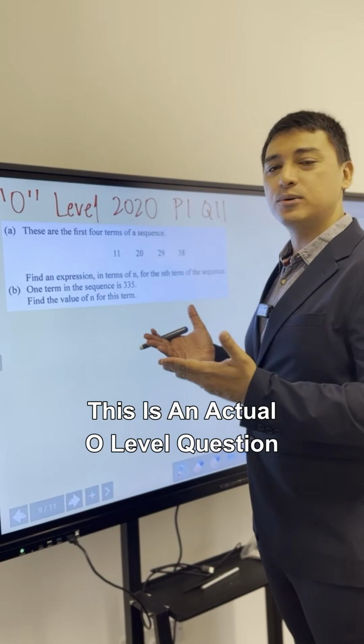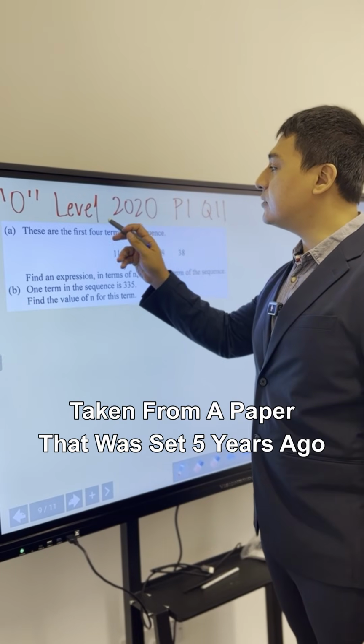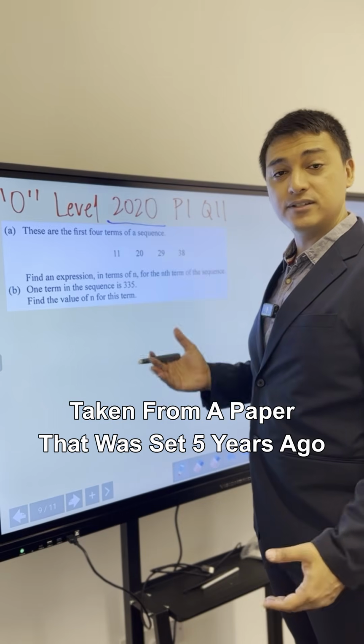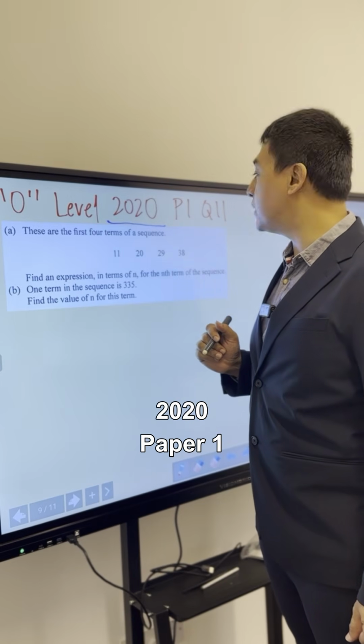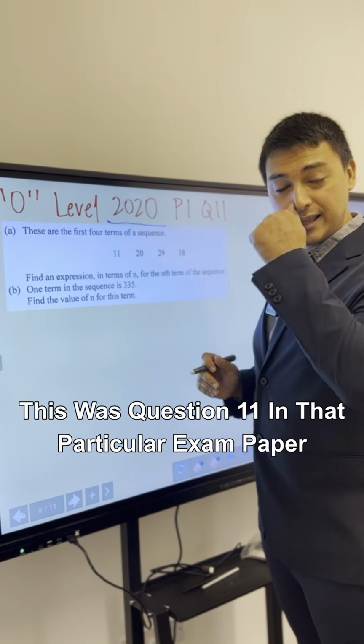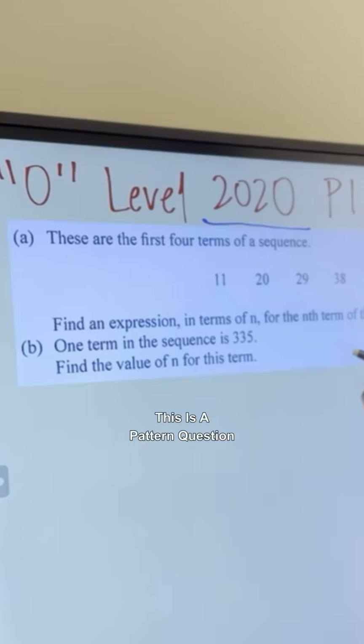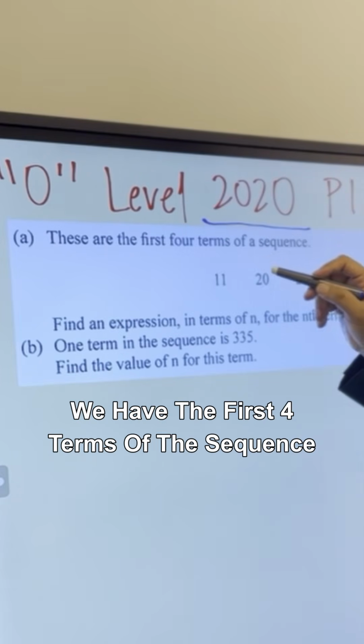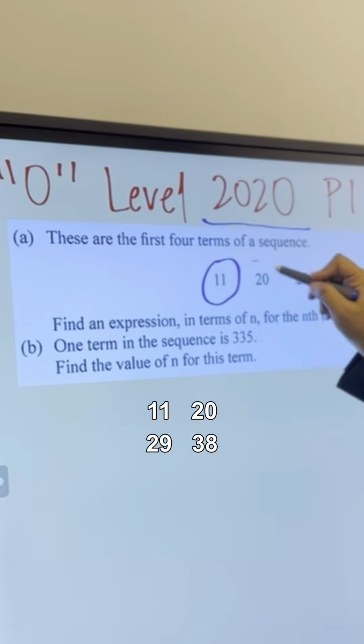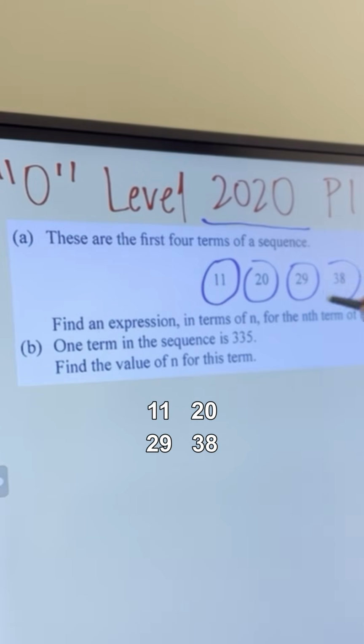This is an actual O-level question taken from a paper that was set 5 years ago, 2020 paper 1. This was question 11 in that particular exam paper. This is a pattern question. We have the first 4 terms of the sequence, 11, 20, 29, 38.